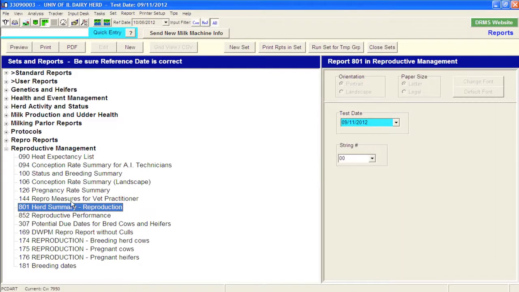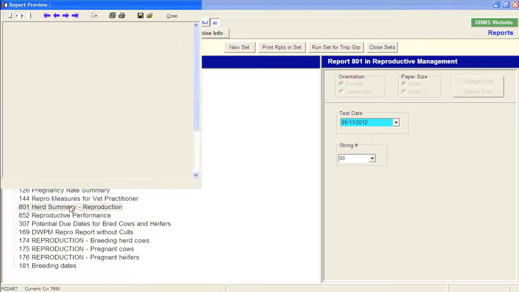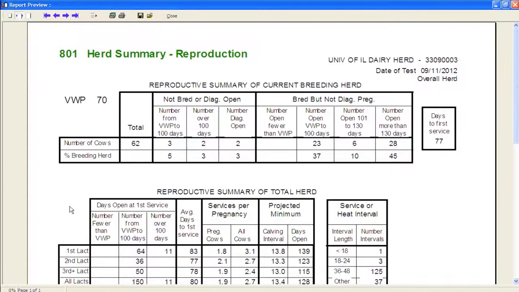herd. You can select the herd and hit preview, or another way to do this is just to double click on that 801 report, and you'll see that report pops up, and then we can print this out or we can use this evaluation with the producer, sitting with them.